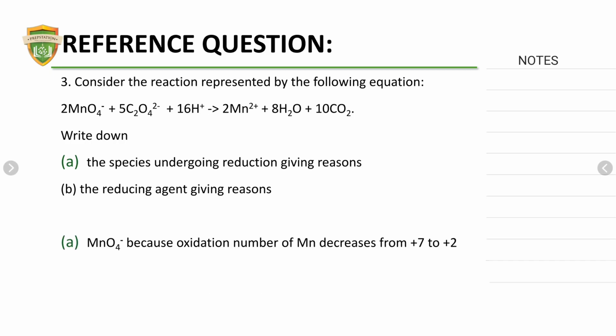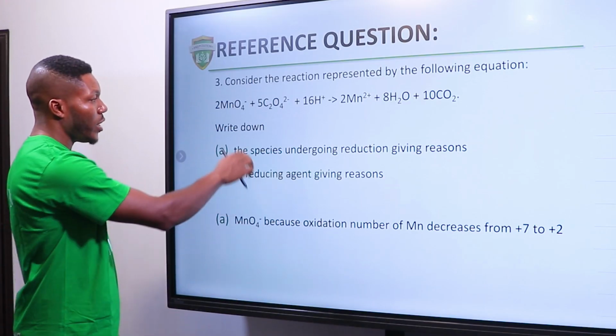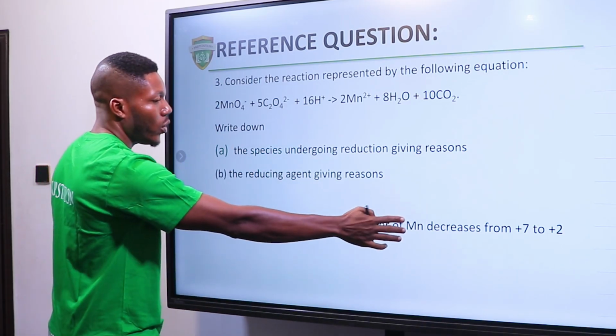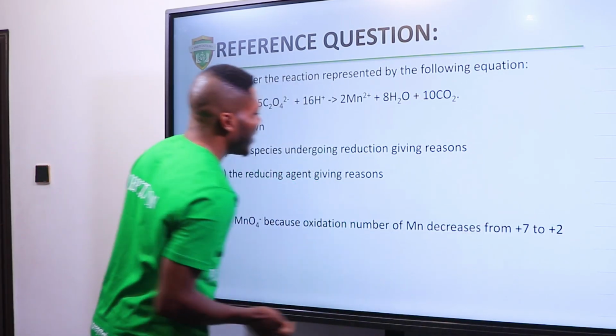Okay, let's go. MnO4, I said that before, is the answer, and is undergoing reduction. Why? Because the oxidation number of Mn decreases from +7 to +2. Sorry, it was +7, not +4. Is that okay? So at this point now, reduction takes place.